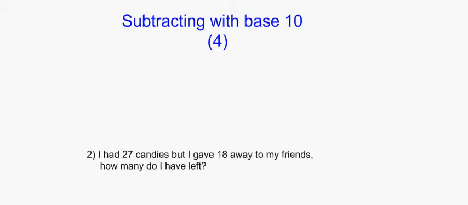procedure. So if we start off with, I have 27 candies, but I gave 18 away. How many do I have left? We're going to go 27 subtract 18, or take away 18, because that's the one that probably makes sense to students, because I'm giving them away. And we're going to use this negative strategy to see how that might work.